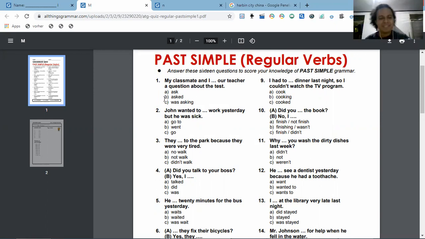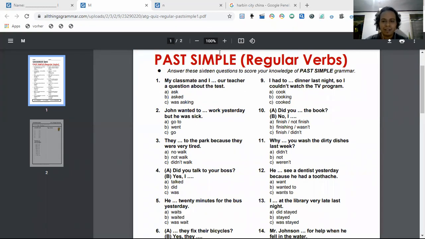Okay, good. Good explanation. Very good. Ifa, do you think this one is regular or irregular verb? What do you think? Asked with ed at the end? Regular. Yep. Good. Great. Okay. Thank you, Ifa, for doing number one.